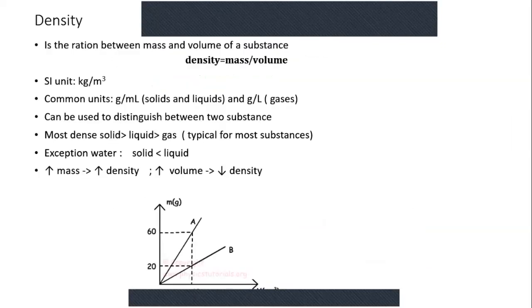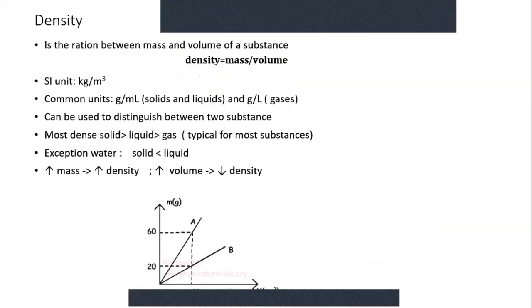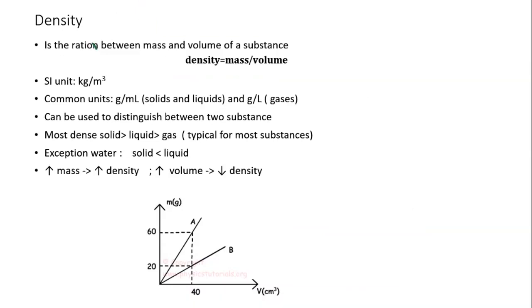So now let's focus a little bit more on density. So density is the ratio, not the ration. My bad, typo there. It's the ratio between the mass and volume of a substance. So density is just taking the mass of a substance divided by its volume. The SI unit, which is the standard international system of units for density, is kilogram per meter cubed. And that's because kilogram is the SI unit for mass.